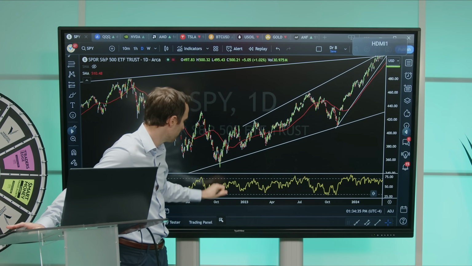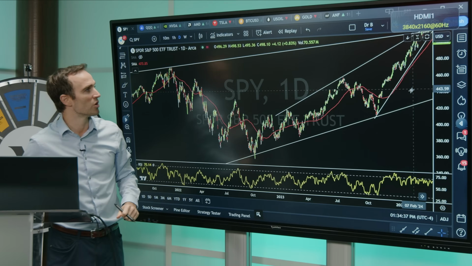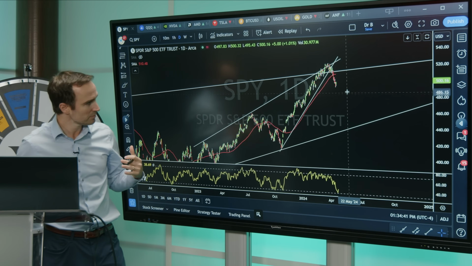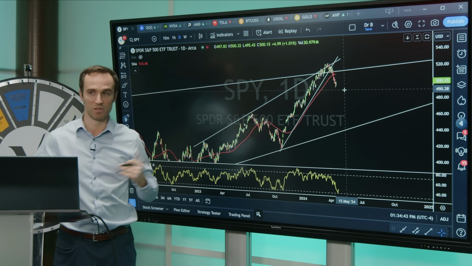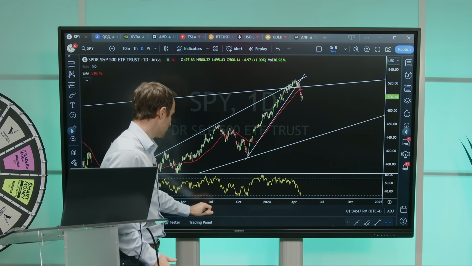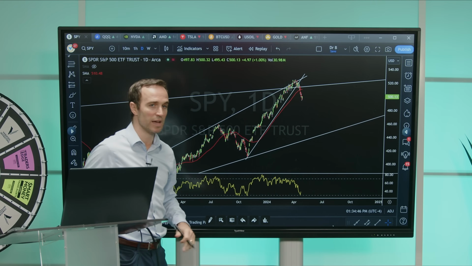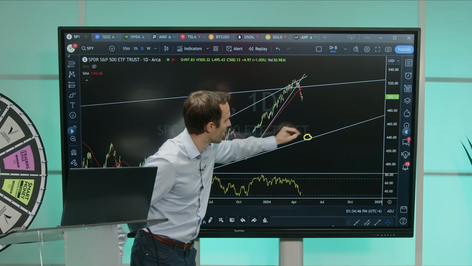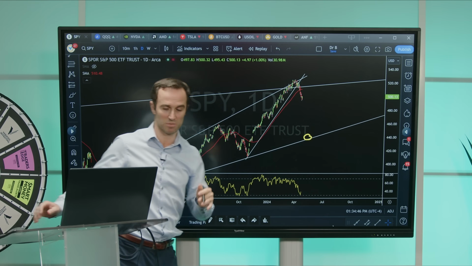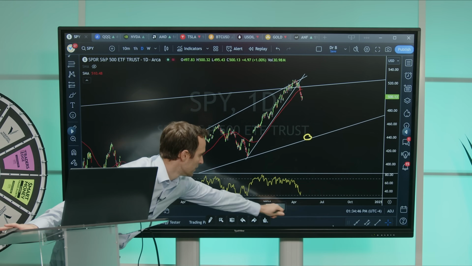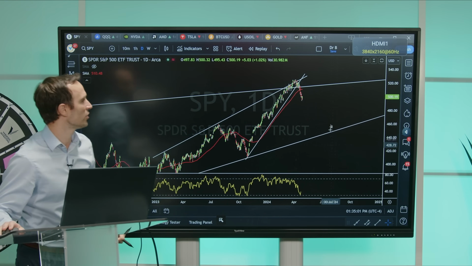In my opinion, the S&P was overdone here. It's breaking down from a rising wedge pattern, and we are likely to continue lower. So where do I think it's going? I think, based on technical analysis, in this trend line here, I do believe that it's coming down here around 450 on the S&P, and I can show you why based on my charts, right?